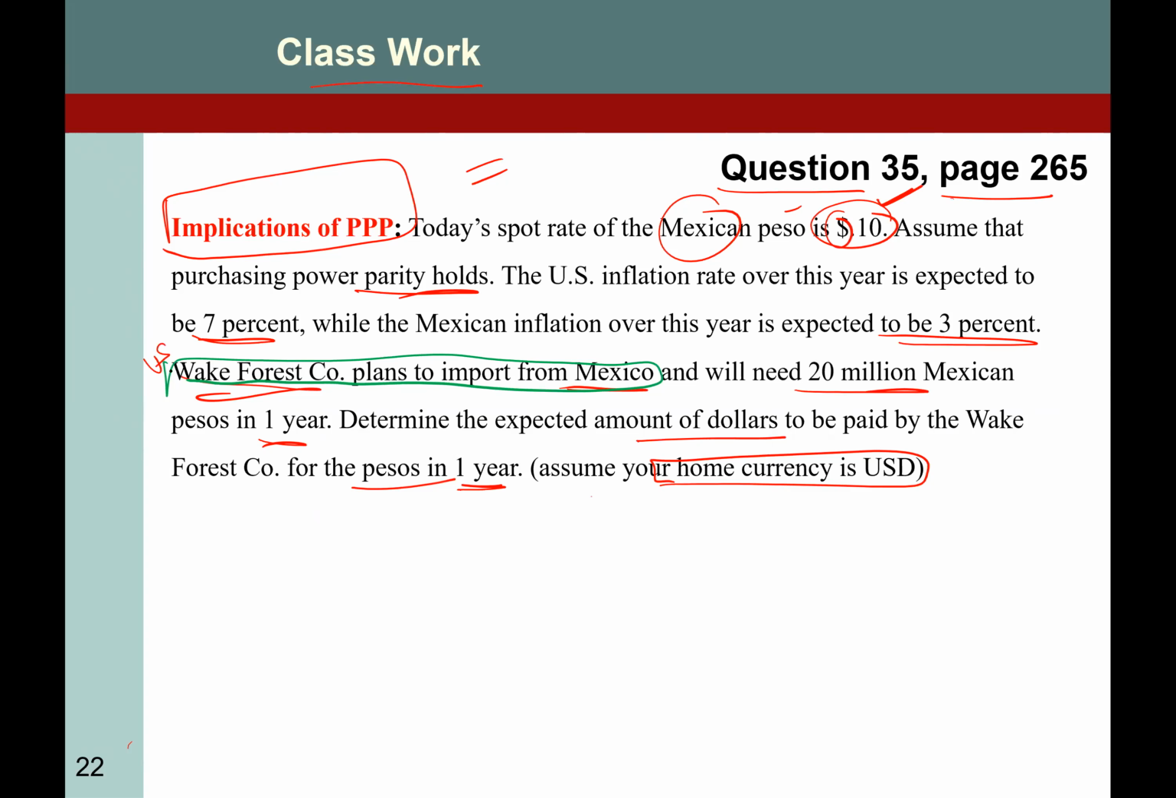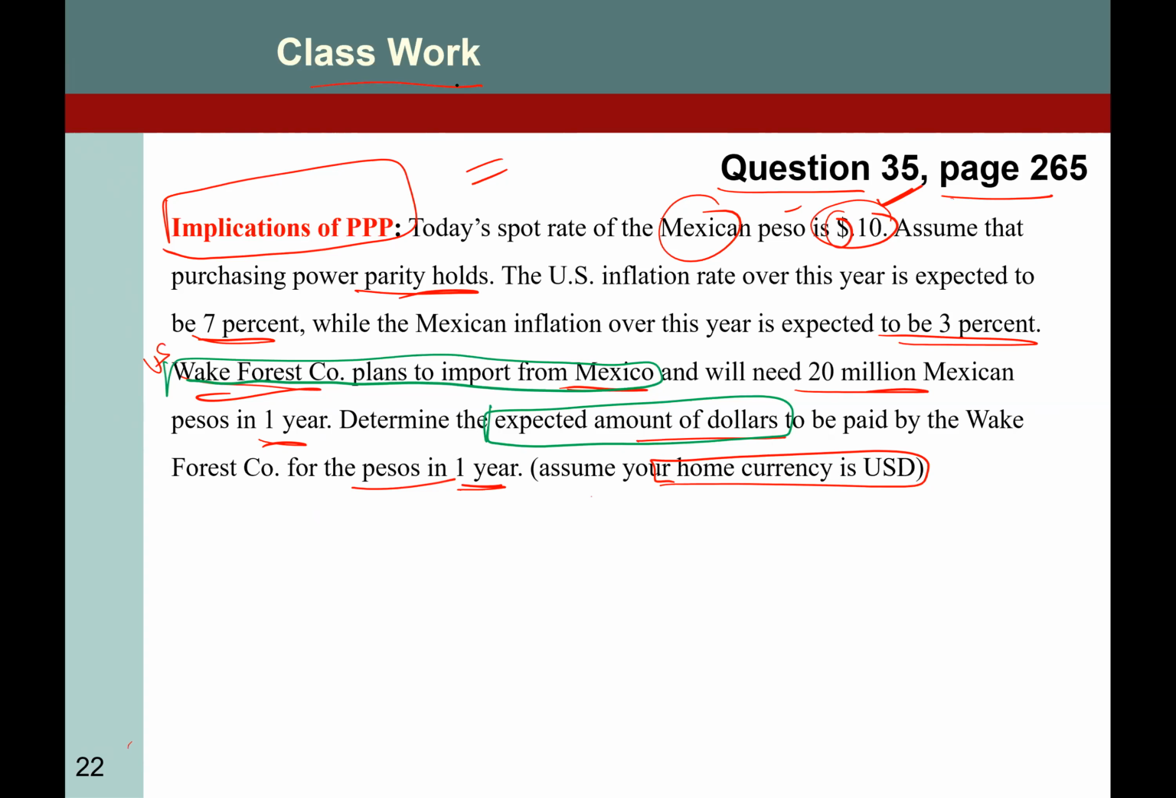So tell me, 20,800,000. How many dollars will be paid after 1 year? Michael, how did you calculate that? Because the Mexican peso will appreciate by 4% in a year. So the United States company will need more, more pesos. Very nice.